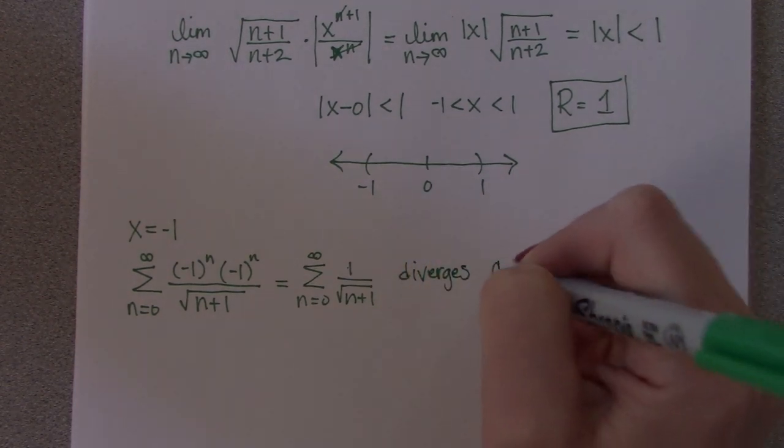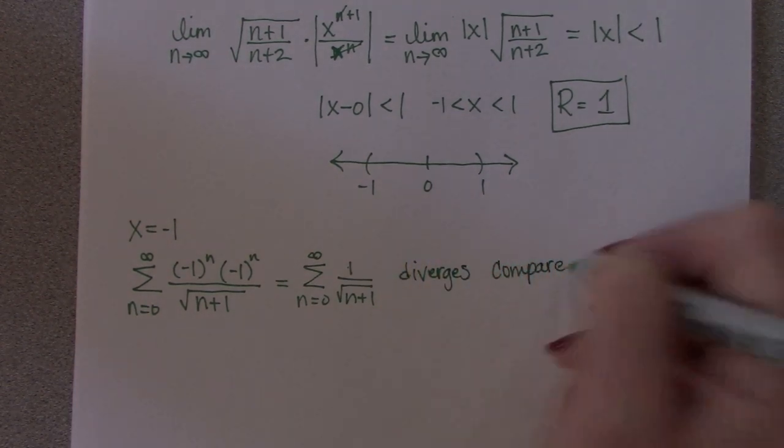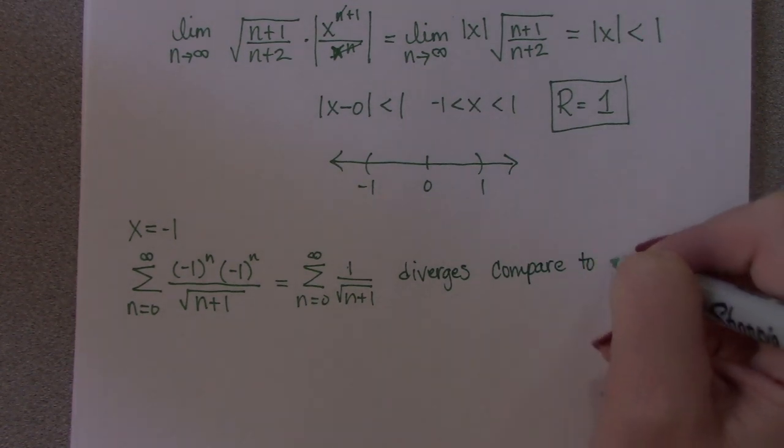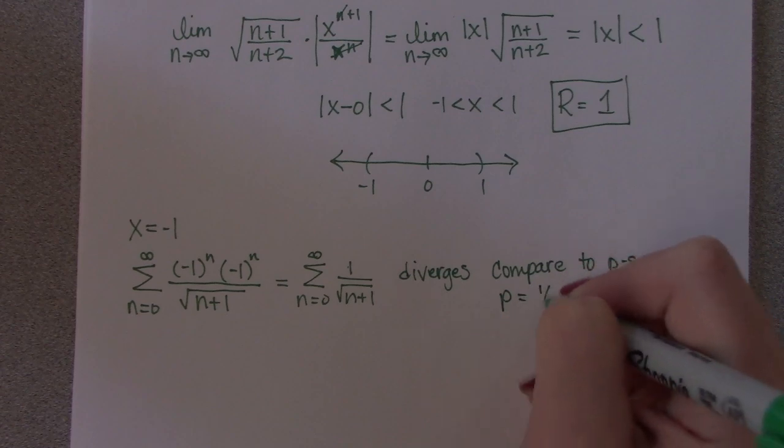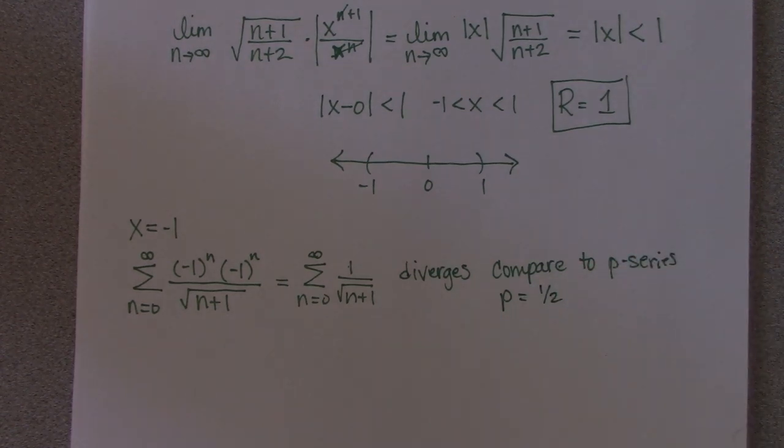And so what I would say is, you don't have to do it, but you could say compare to p series where p is 1/2. All right, so I just need to know what you saw and how you're justifying that you knew that converged, okay? Yep. Could you have done the interval test with that? We're not doing an interval test. We're finding the interval of convergence.